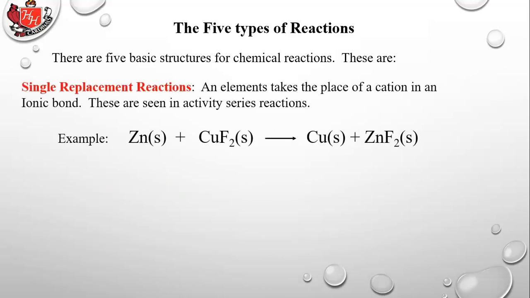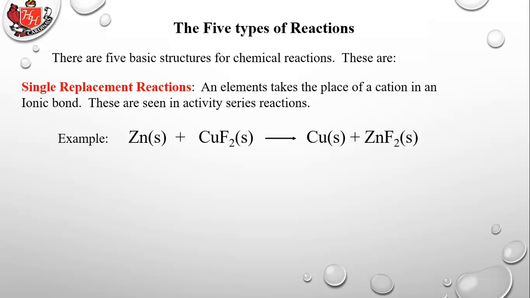Single replacement reactions: an element takes the place of a cation in an ionic bond. These are seen in activity series reactions, which we'll deal with in more detail at a later time. So the copper and the fluorides are forming an ionic bond. The copper has given up 2 electrons, and each of the fluorides has taken in 1, so they form an ionic bond. So the copper in that compound is actually a 2+ cation.